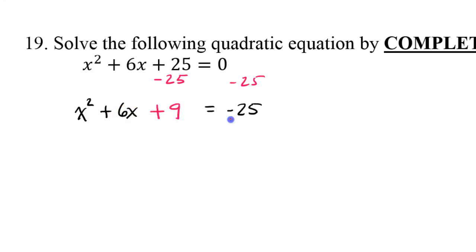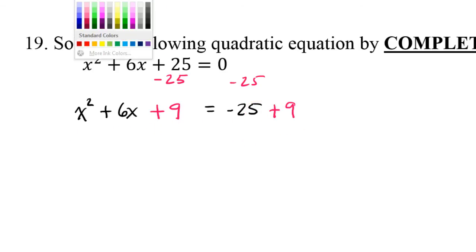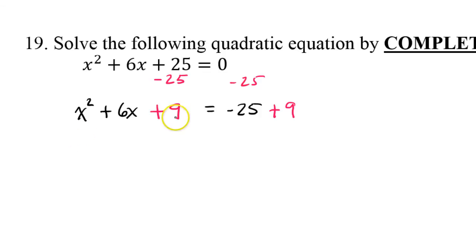Now you have to be very careful. As soon as you add a 9 on the left side, you have to simultaneously add a 9 to the right hand side to keep the balance. Okay, so now the point of this: by picking this special number, this trinomial will always factor as the same thing twice. Meanwhile over here we get negative 16.